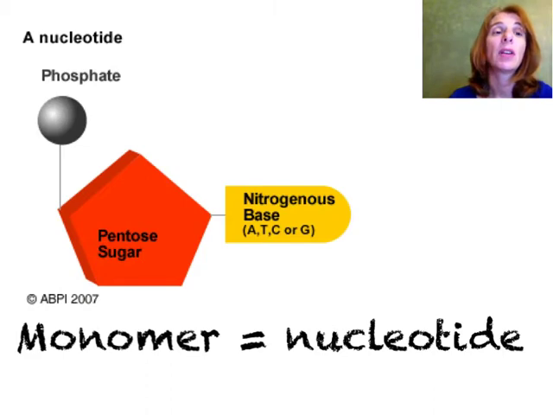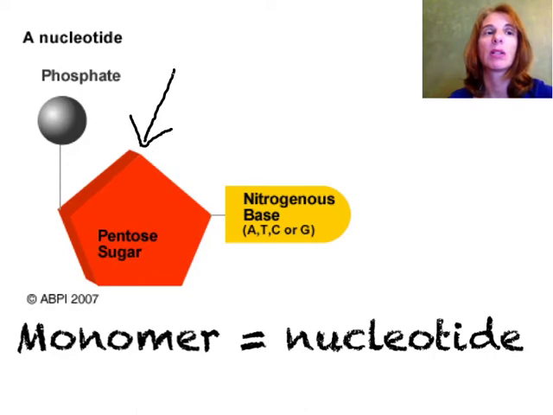Like all of the organic macromolecules we've been talking about so far, nucleic acids are polymers. As such, they're made up of repeating monomer units. In this case, the monomer unit that makes up nucleic acids is called a nucleotide. A nucleotide has three parts.